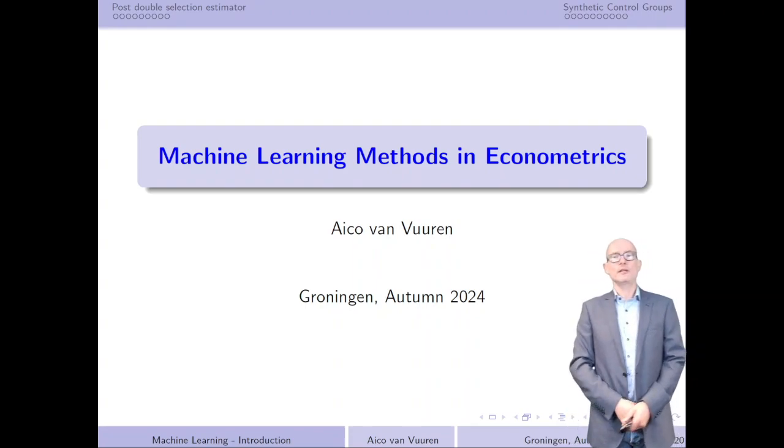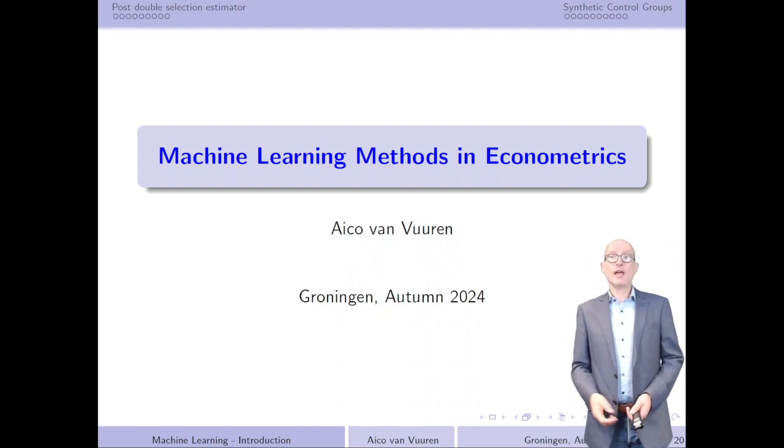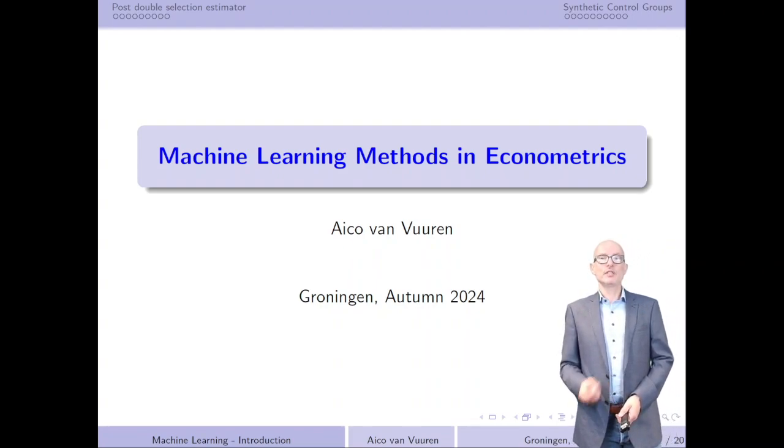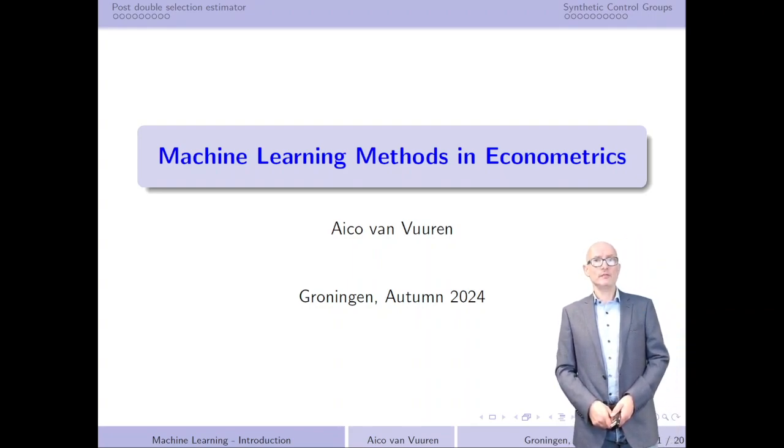However, today we're going to do it a little differently, and look much more at machine learning methods from the eyes of an econometrician. In particular, we're going to ask ourselves the question: how could machine learning methods help us in econometrics, in causal econometrics? For that we are going to look at two different methods that have been developed in the last couple of decades: first the so-called post-double selection estimator, and apart from that the so-called synthetic control groups.